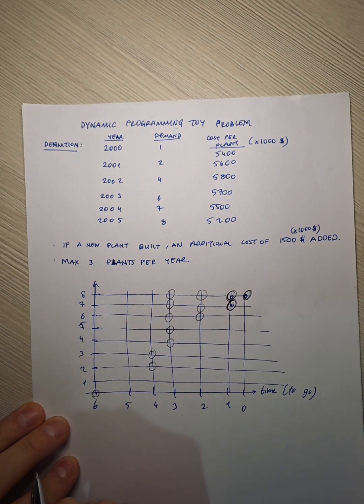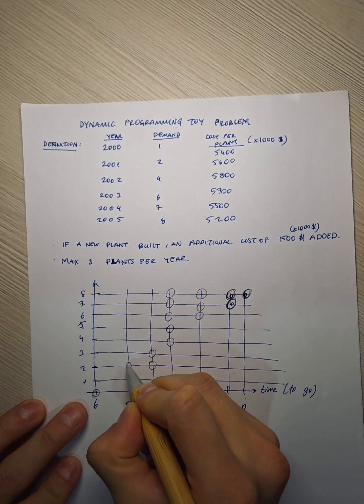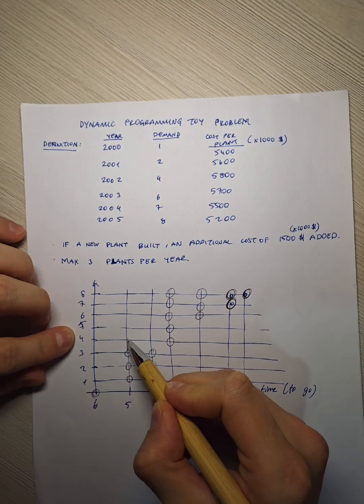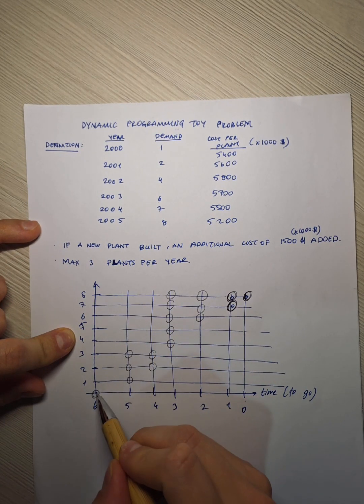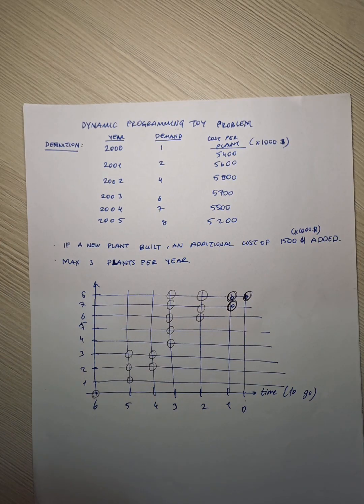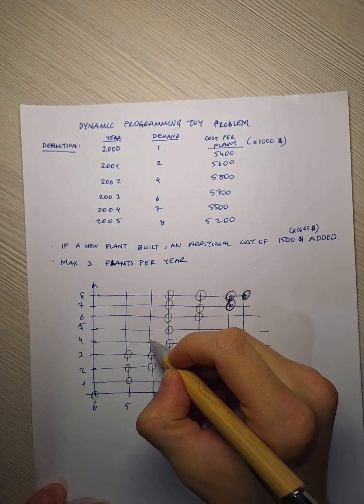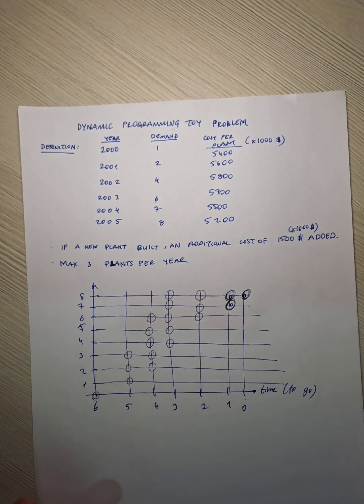So in the beginning we have 0. The first year we need at least 1, but we can have more. Okay, we are not putting 1 node here, because we can put maximum 3 plants. So from 0 to 3 in 1 year. Okay, the next year we can have more, from 3 to 8.